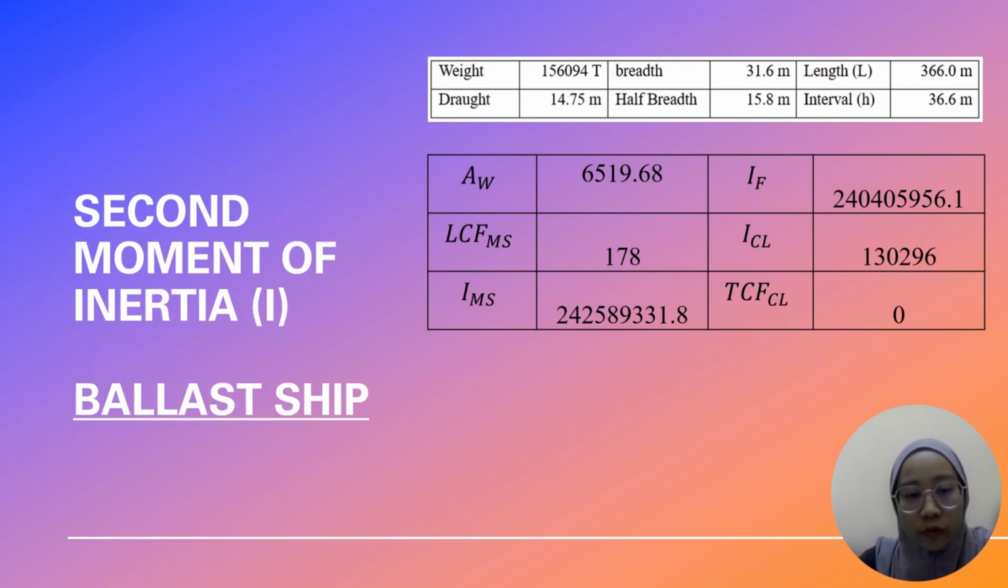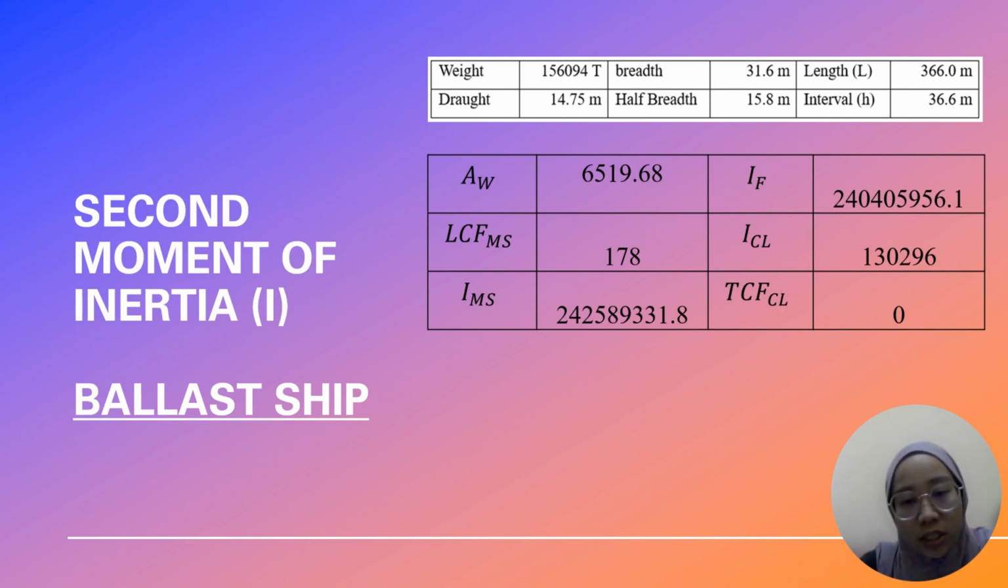And the last type of ship is the banner ship, the second moment of inertia with a weight of 156,094 tons. The draft is 14.75 meters, the breadth is 31.6 meters, and the length is 366 meters. So we use the same formula and the same calculation, which is the Simpson rule. We get the AW is 6,519.168. The LCF is 178.